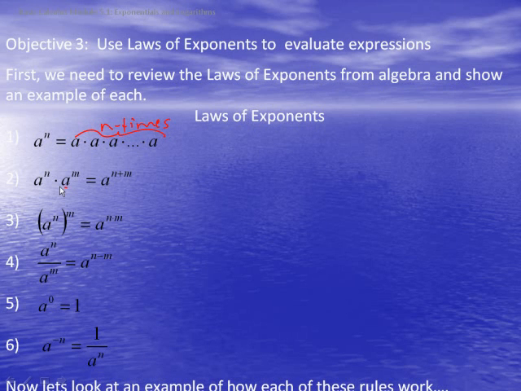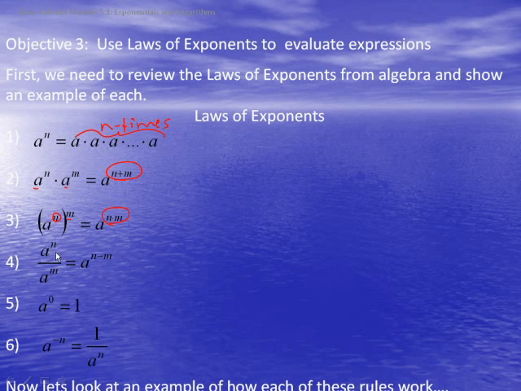Law 2 says if you're multiplying two things with the same base, then you can add their exponents. Law 3 says that if you have n number of a's on the inside copied m times, then you will multiply n times m. So if it's power to a power, you're going to multiply them.